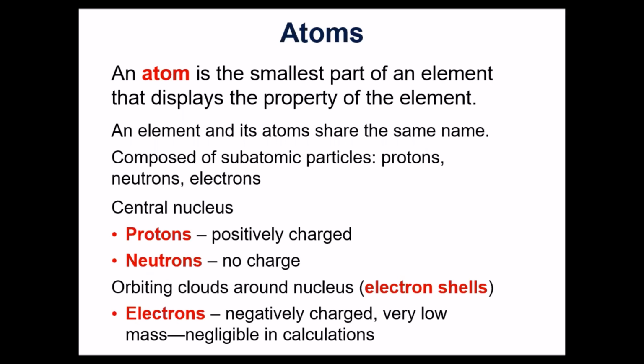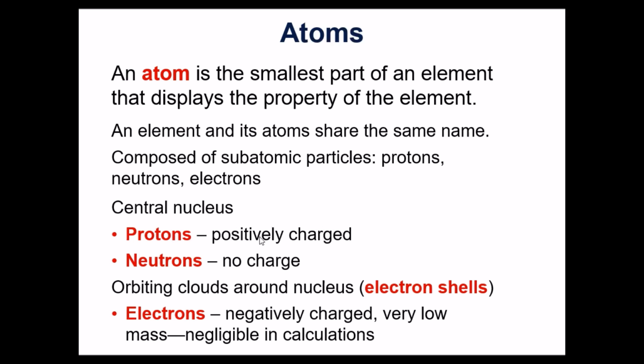smaller particles, subatomic particles. Most of you have heard of these: protons, neutrons, electrons. Again, this is not a chemistry class, but we need to understand a little bit about these. Some basic things here, and I'll show you a little diagram. The atom would have a centrally located nucleus, which contains protons and neutrons. So that's their location, is in the nucleus.